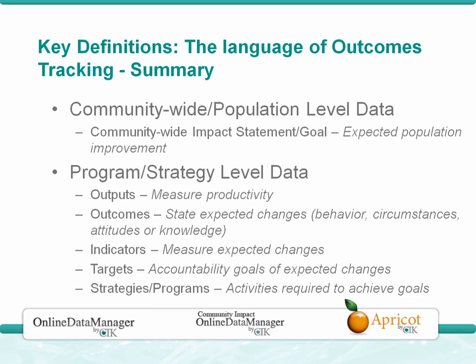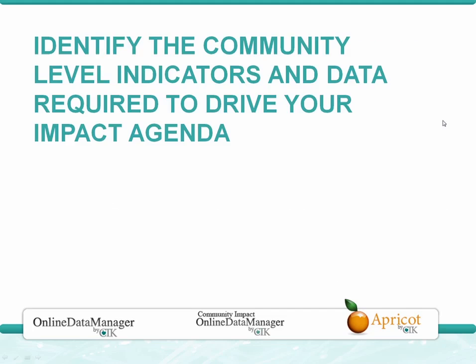So just to summarize the definitions, the community-wide impact statement goal, that's the expected population improvement that we're trying to impact. At the program strategy level, outputs measure productivity. Outcomes state expected changes around behavior, circumstances, attitudes, or knowledge. Indicators measure expected changes. Targets provide the accountability goals of expected changes. And strategies and programs, those are the activities that we believe are required to achieve the goals that we've identified.